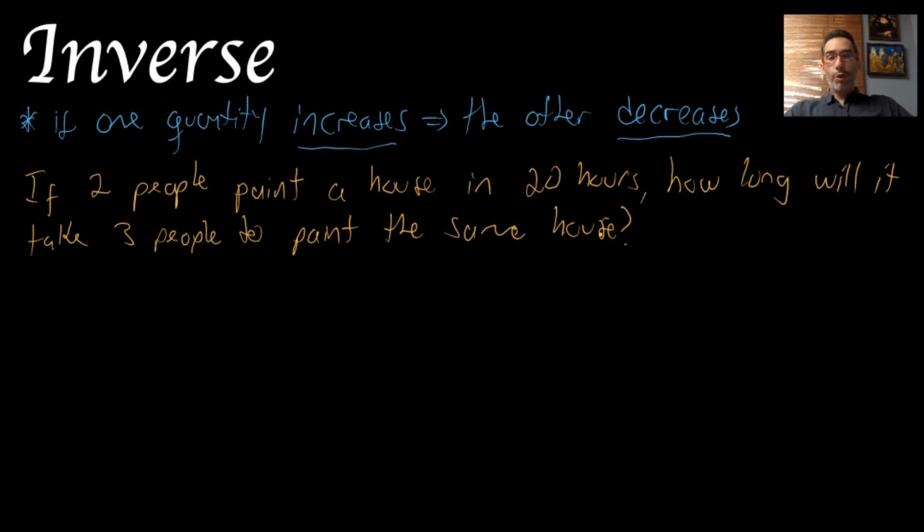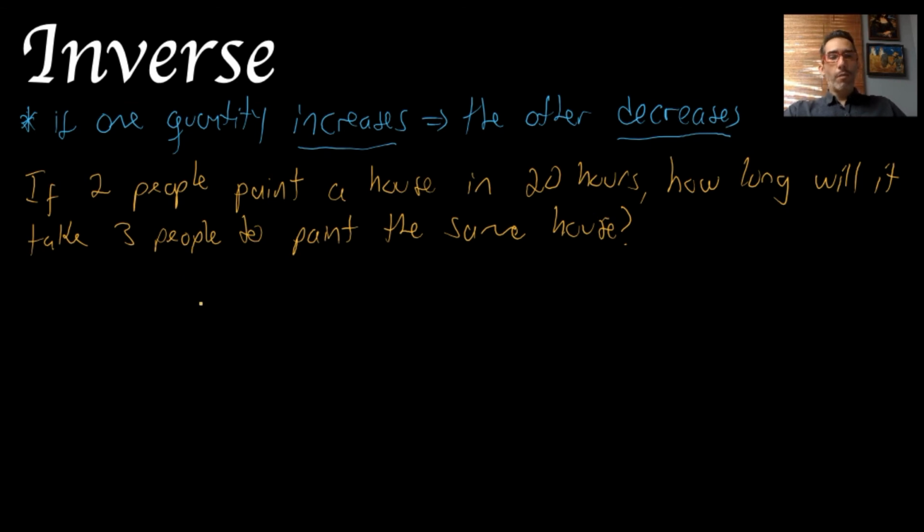So what is the logic? The more people we have, should we take more time or less time painting the house? If we have the same house, it's the same area, the more people we have, the logic indicates that, well, we should take less time, right? Well, unless we start gossiping and we waste time. But we will have more people, less time. So the relationship is inverse. In this case, we will use the inverse rule of three.